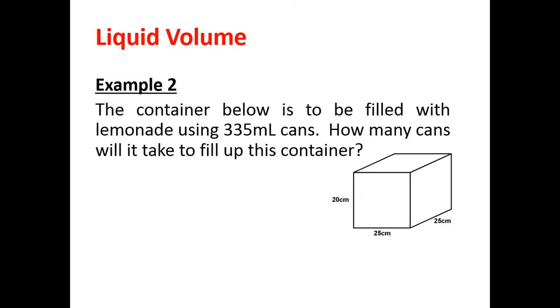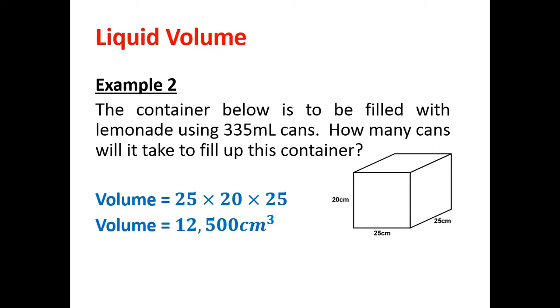Example number 2. The container below is to be filled up with lemonade using 335 millilitre cans. How many cans are we going to need to fill up the container? Well, it's a cuboid, so to work out the volume of a cuboid, once again we go base times height times depth. And that gives us a volume of 12,500 centimetres cubed.